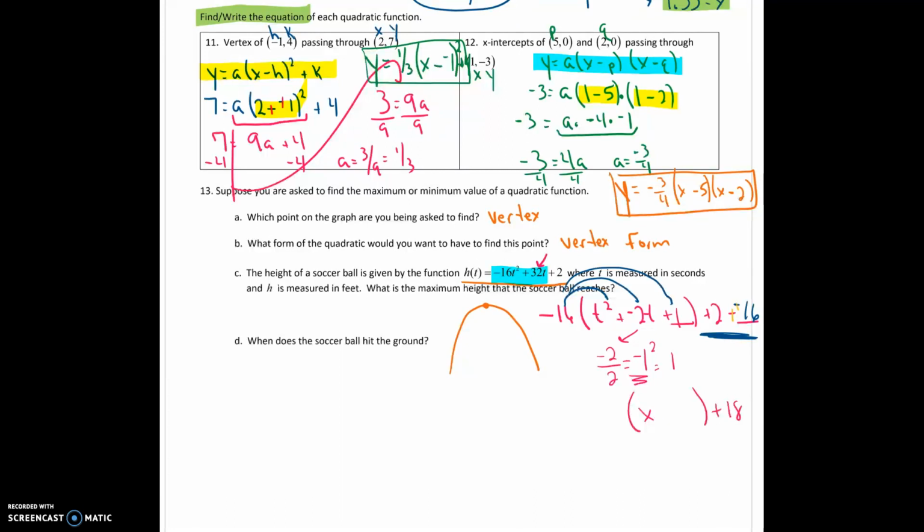And then hopefully you don't forget about the negative 16. And then there's the squared. So that's really bad handwriting. But my vertex is 1. Remember, take the opposite of that, and 18. So what's the maximum height? Remember, y is the height, so it is 18 feet.